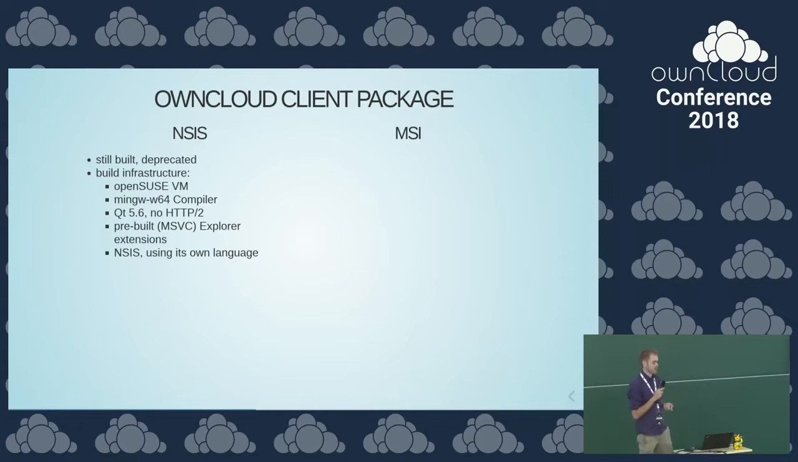What we did back then, we had an OpenSUSE VM, and we used this MinGW compiler with our custom toolset, custom packages for Qt. And because it's still on Qt 5.6, we don't have HTTP2 support. We had to use pre-built binaries for the shell extensions, which made it really hard to develop them. And as I said, this rather weird Ansys script language.